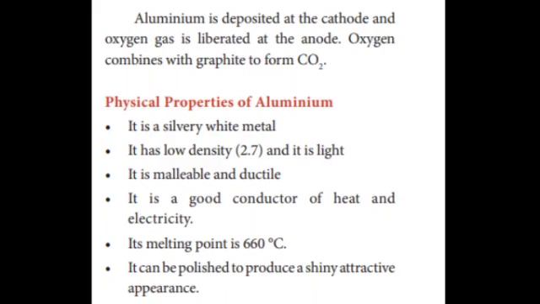The important ores of aluminium: bauxite, cryolite and corundum. Two methods are involved. First one is Bayer's process. Second one is Hall's process.